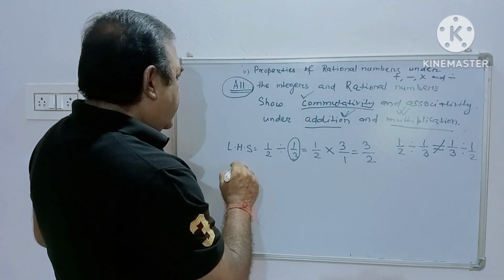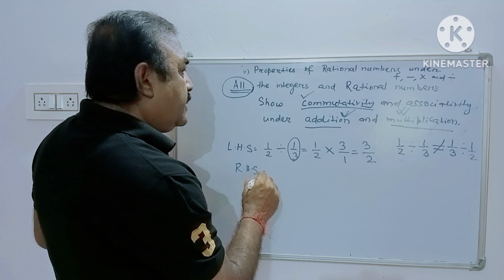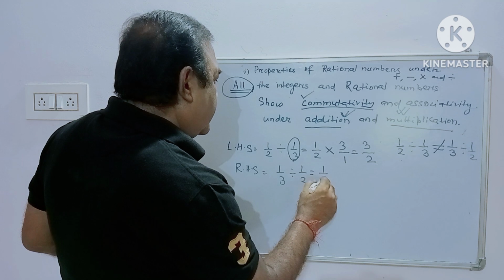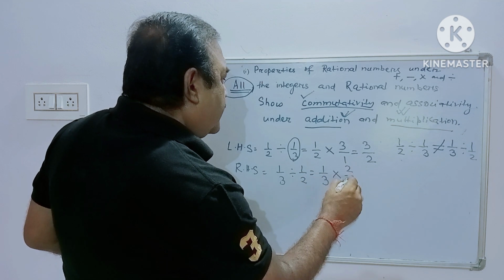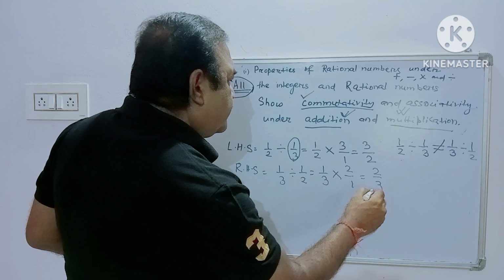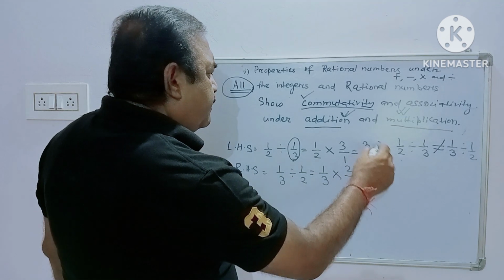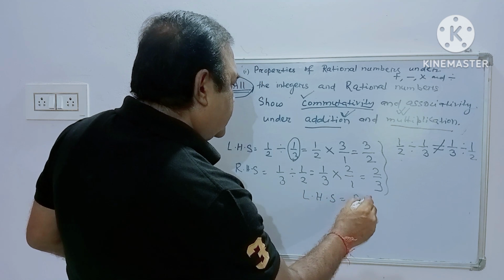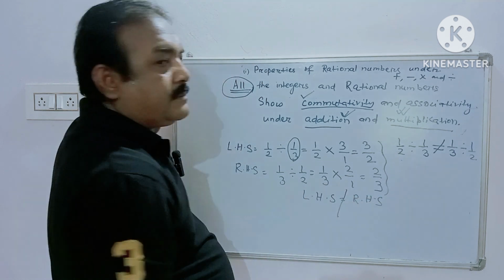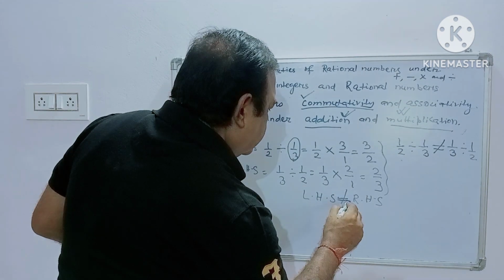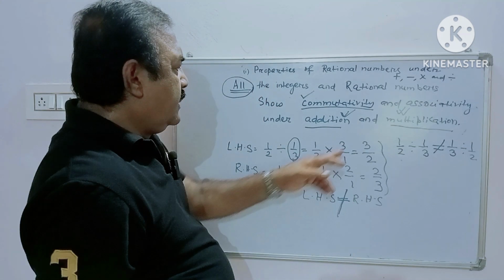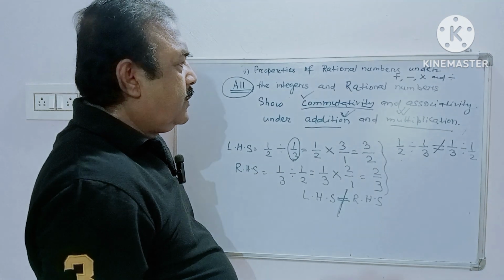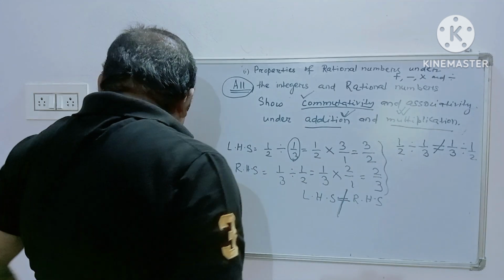So what is the right hand side? 1 upon 3 divided by 1 upon 2, that is 1 upon 3. You change the sign, 2 upon 1, that is equal to 2 upon 3. These two are not the same. 3 upon 2 is not equal to 2 upon 3. Then we will come to associativity.